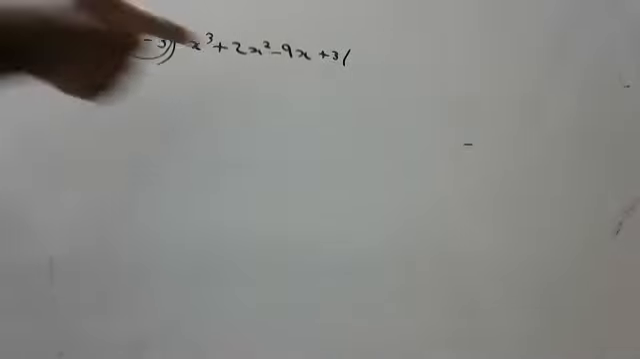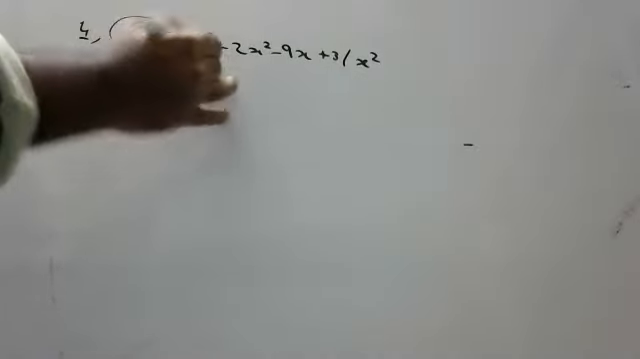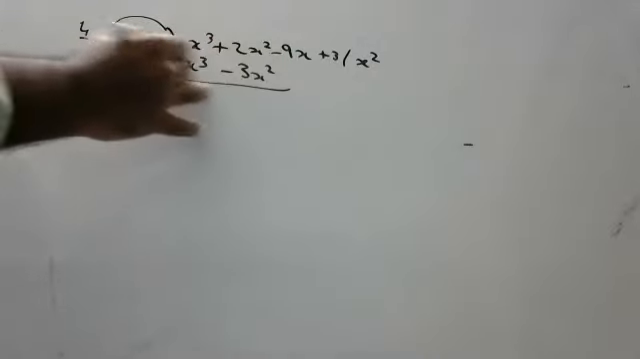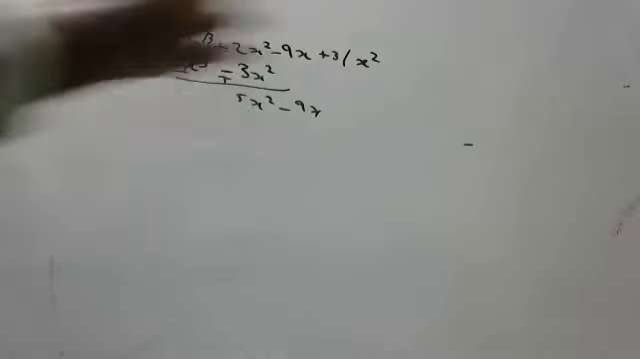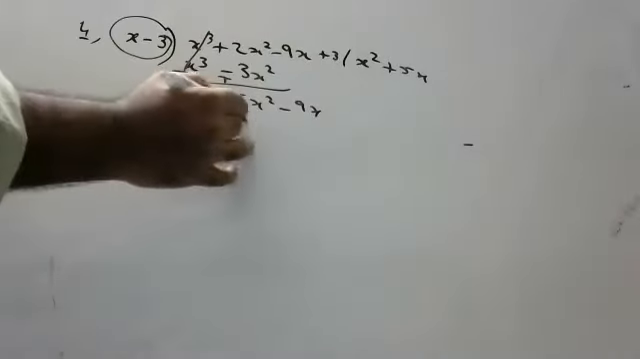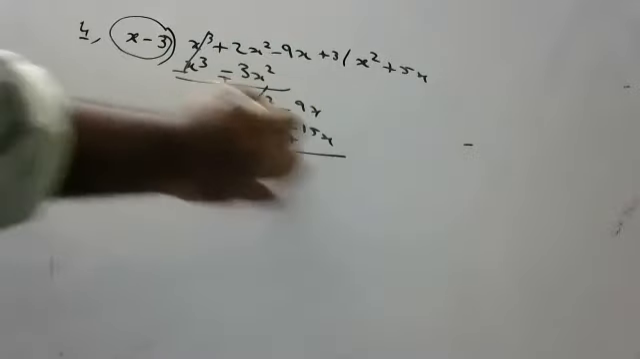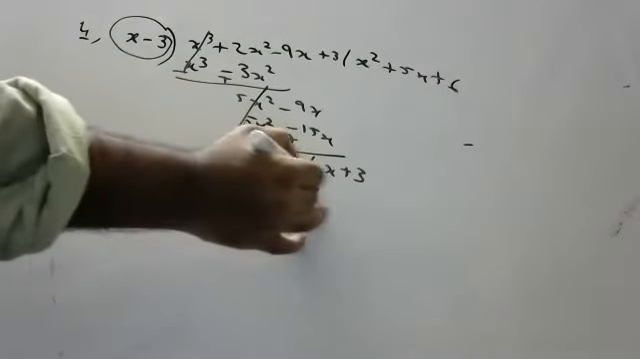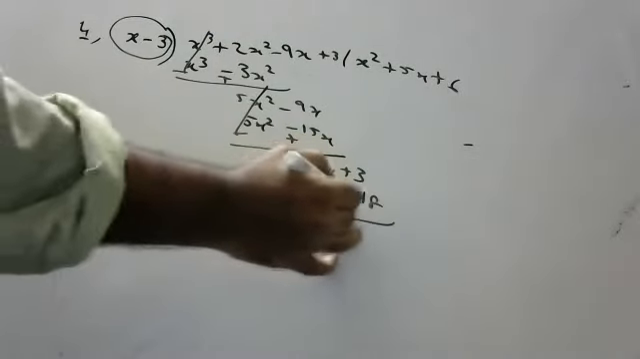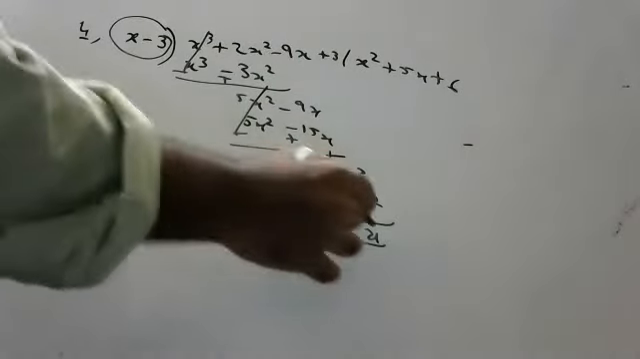When I divide, children, x cube by x is x square. x square into x is x cube. x square into minus 3 is minus 3x square. Minus, plus gone. 5x square minus 9x. 5x square by x is 5x, children. 5x into x is 5x square. 5x into minus 3 is minus 15x. Minus, plus gone. 6x plus 3, children. 6x by x is plus 6. 6x minus 18, minus, plus, 21. They only said, children, 21 is the remainder. Okay, so children, 21 we got.